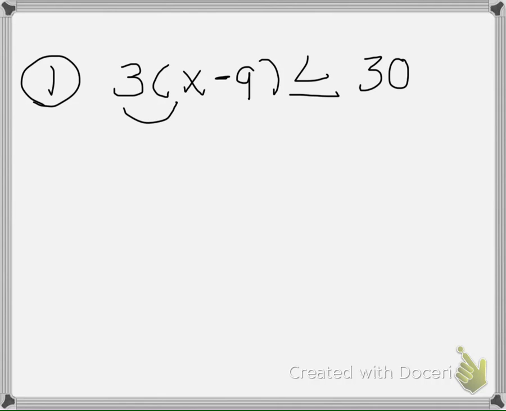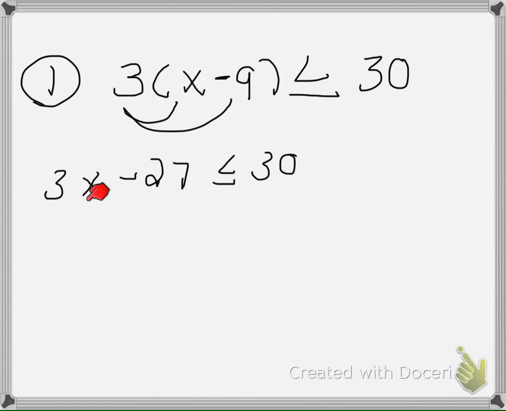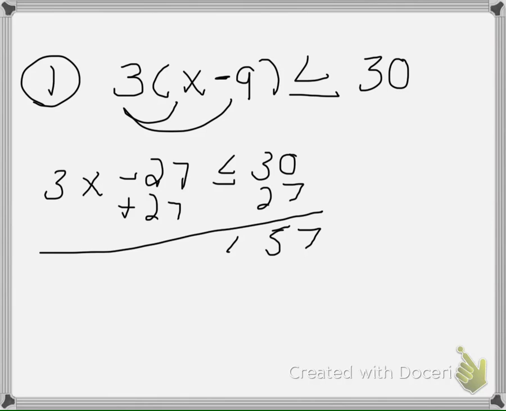Okay, 3 times x is 3x. 3 times negative 9 is negative 27. Less than or equal to 30. We need the variable by itself. Always get rid of addition or subtraction first. So the 27s cancel out. 30 plus 27, because the opposite of negative 27 is positive 27. That's how I got rid of this, is 57.